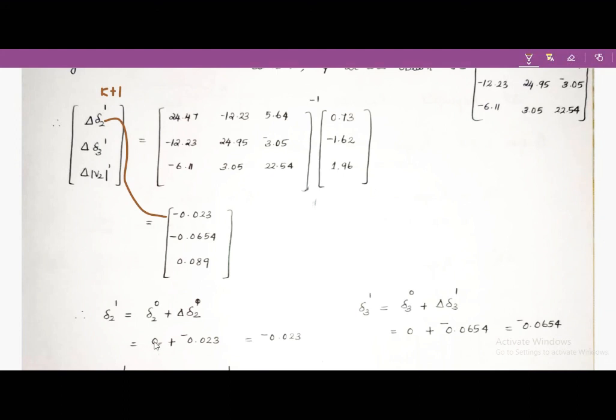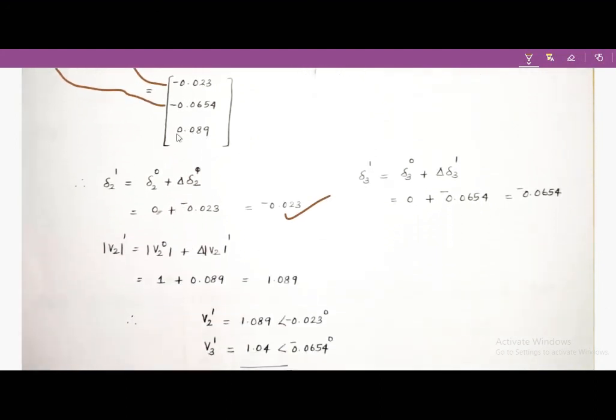So what was our initial value? It was 0. 0 plus what is now the change? The change is minus 0.023. Okay, so this is the new angle for delta. Similarly here also you got the change in the angle is equal to this much. So you got the change, you didn't get the angle, you got the change in angle here. Now the actual angle is equal to the original angle plus that particular change.